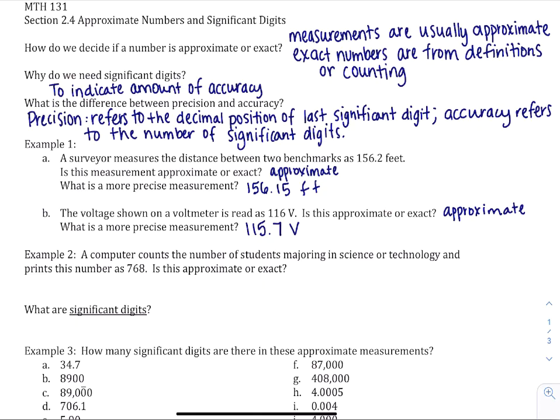And then for example 2, the computer counts the number of students majoring in science or technology and prints that number to be 768. Now think about the way that this number was obtained. It was not from doing a measurement. It was from actually counting. And so when you're doing something that's involving counting or that's involving a definition, that's always going to give you an exact answer.